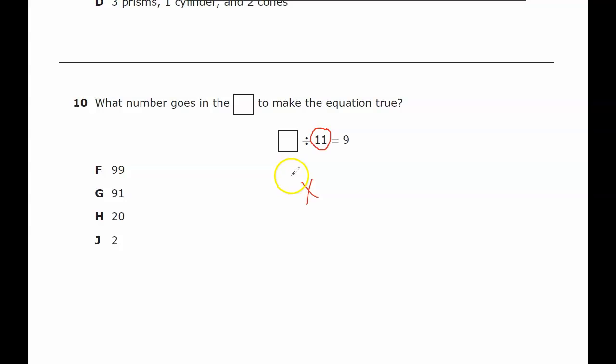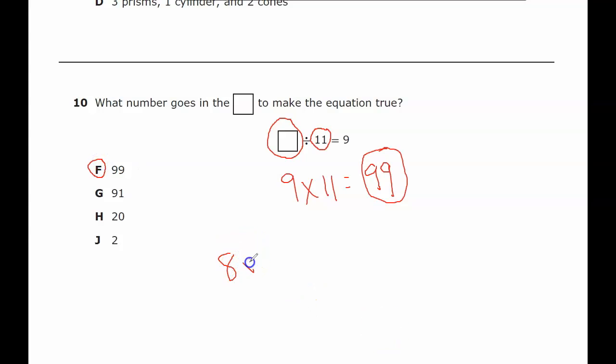And the two numbers I have are 9 and 11. Remember, if you have a missing number, do the opposite of what it says with the other two numbers. So the opposite of division is multiplication. I have 11 and I have 9. Remember, guys, when you're multiplying by 11, it's really easy. You're going to do 9 times 1 is 9. So my answer here is F.